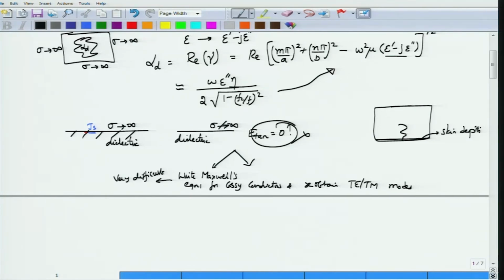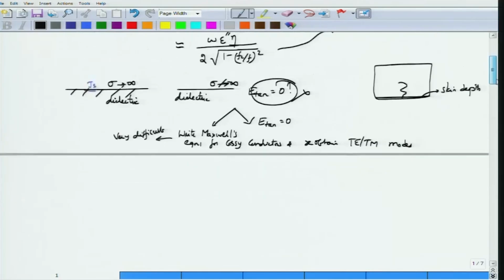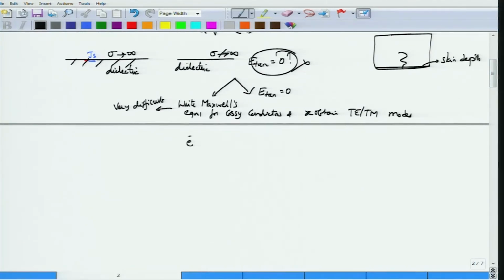So we make a simplified assumption that the boundary condition still remains E tangential equal to 0, but we will calculate the power assuming a perfect conductor, and then equate how much power is getting lost. The idea here is very simple. The electric fields go as e to the power minus alpha z, therefore the power, which goes as E square, would go as e to the power minus 2 alpha z.